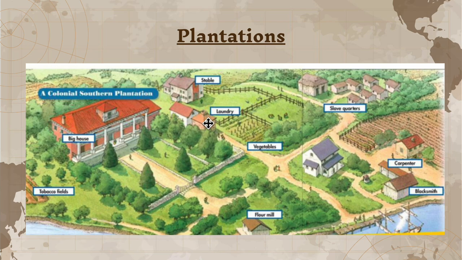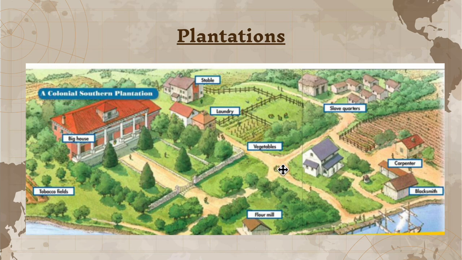You have a laundry house and probably a summer kitchen next to it because it would get so stinking hot they wouldn't want to cook inside the house, so they would have a kitchen that is separate. This is going to be the family farm, so this is not being sold for profit. It's just so they have vegetables. Here we have their farm animals.